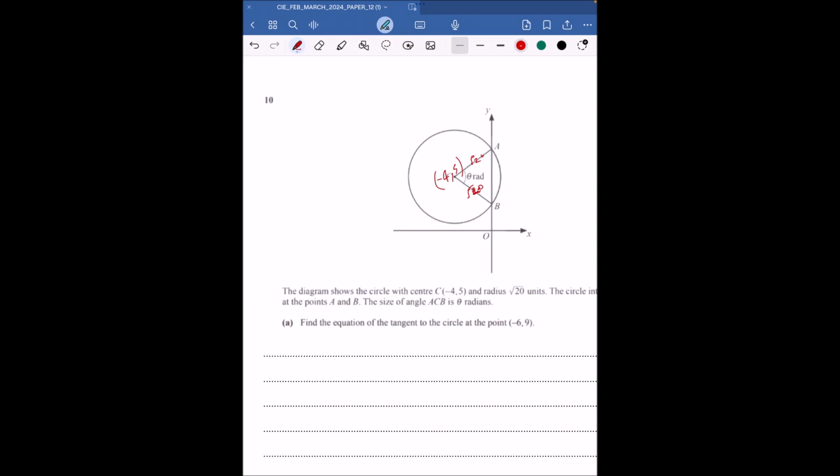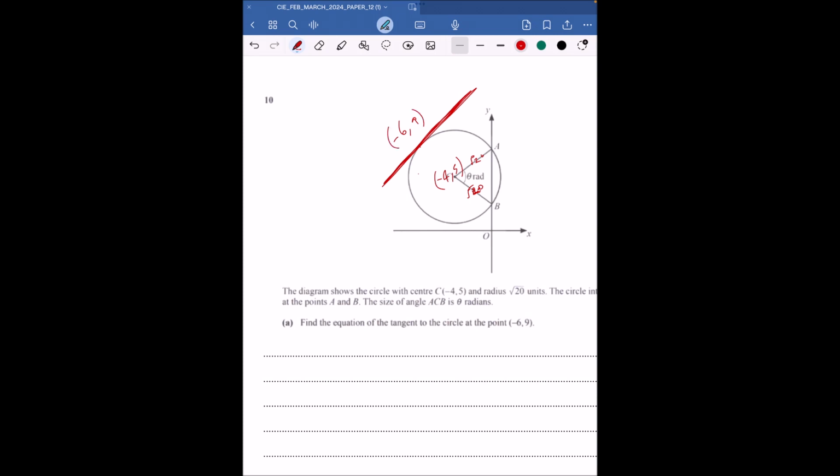Find the equation of the tangent to the circle at minus 6, 9. So let's say here's minus 4, minus 5, minus 6. Then let's say that point is here. So we need to find this tangent. So this is minus 6, 9.